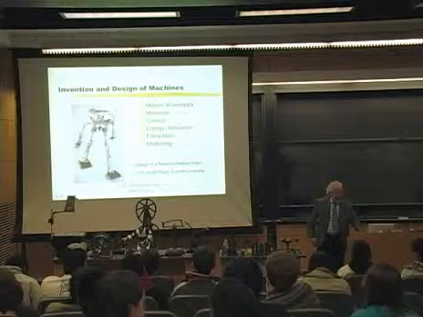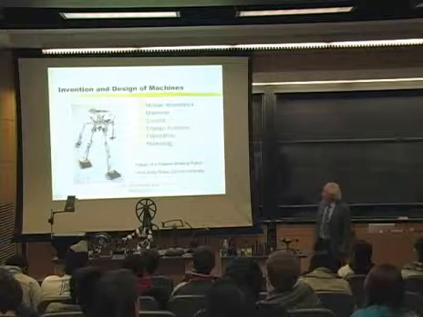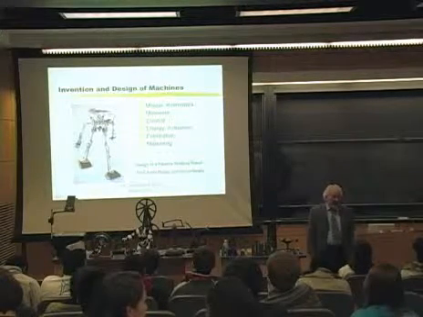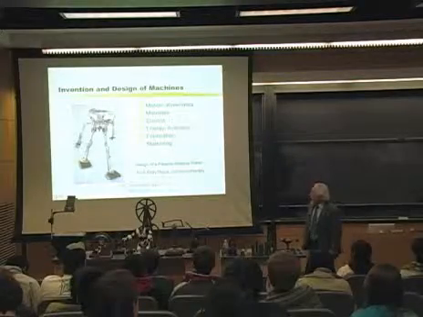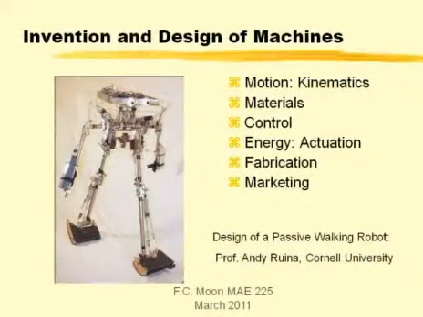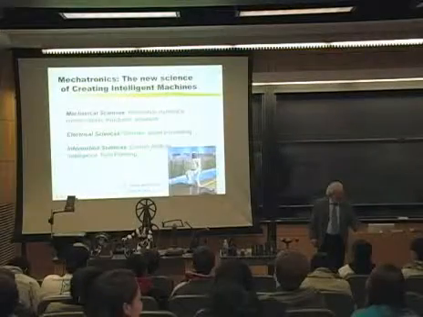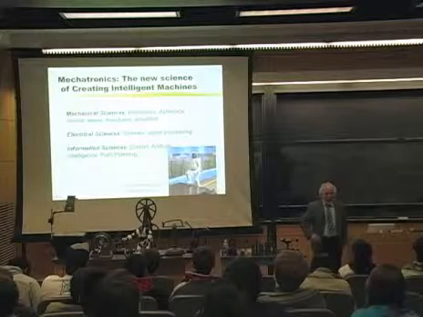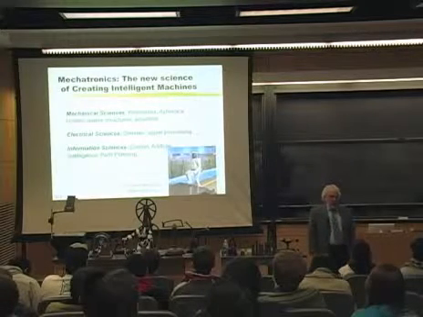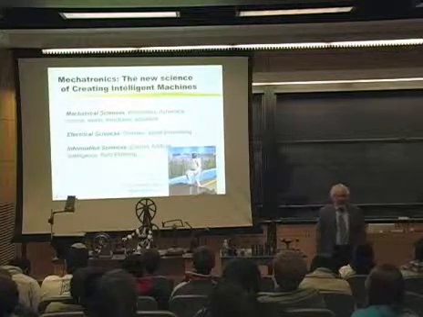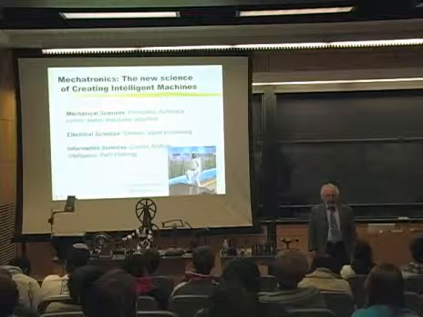And the kinds of things that go into creating machines is one, kinematics, which we're talking about in these lectures, also materials, control, energy, fabrication, and of course marketing. But the first, before you begin, you have to know how they're going to move, or how you want them to move.